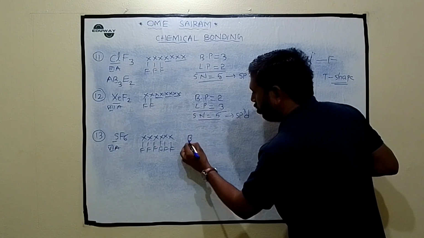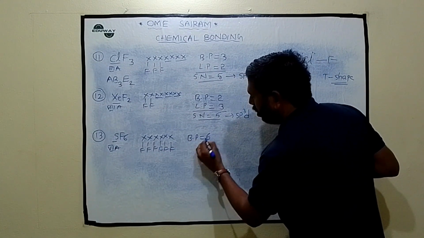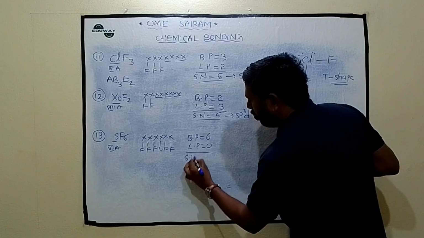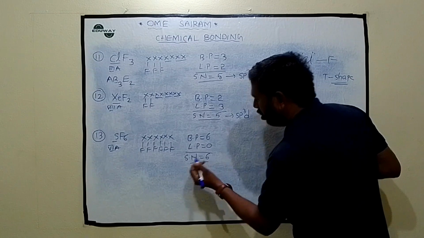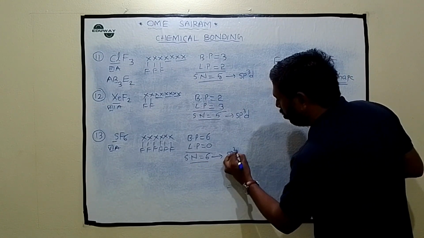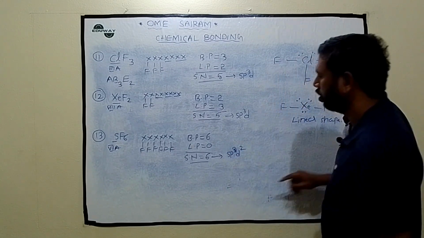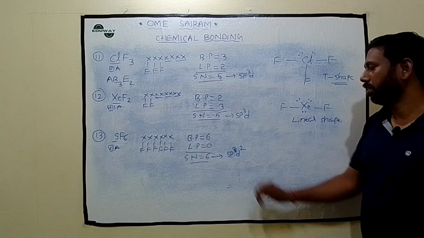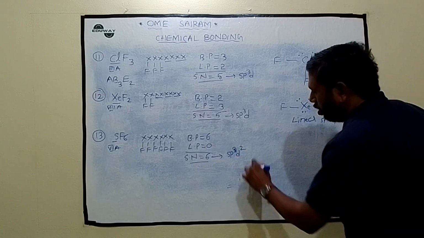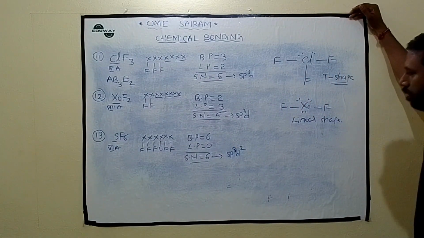And now, how many bond pairs? 1, 2, 3, 4, 5, 6. 6 bond pairs, and lone pairs 0. Steric number 6 plus 0, 6. If the steric number is 6, the hybridization should be sp3d2. So s power 1, p power 3, d power 2. 1 plus 3, 4. 4 plus 2, 6. So if the steric number is 6, the hybridization should be sp3d2.